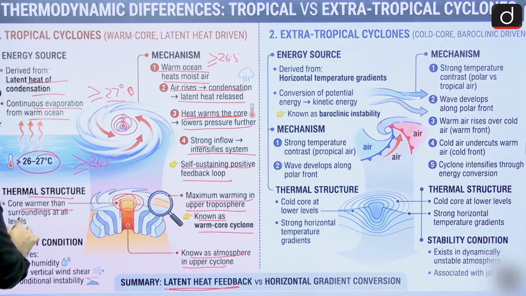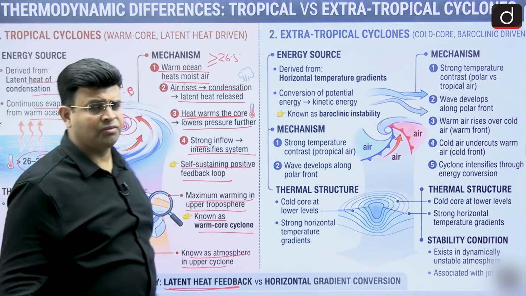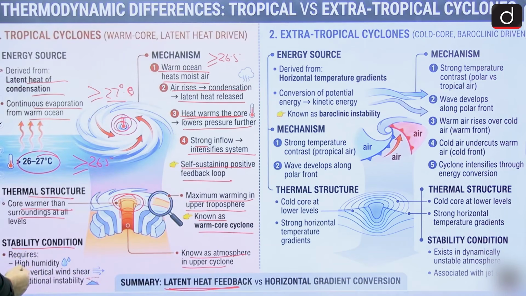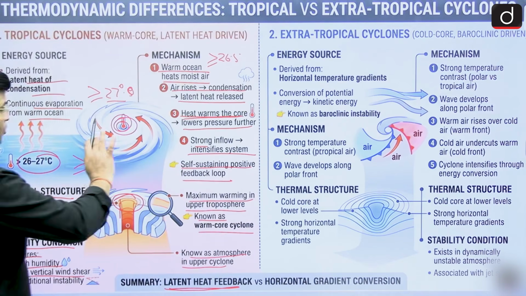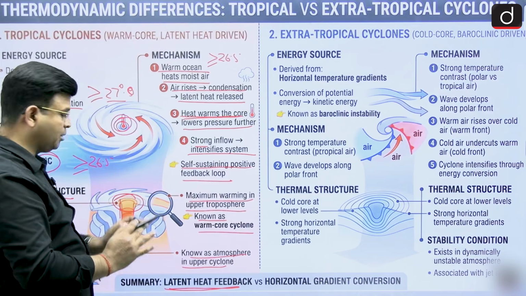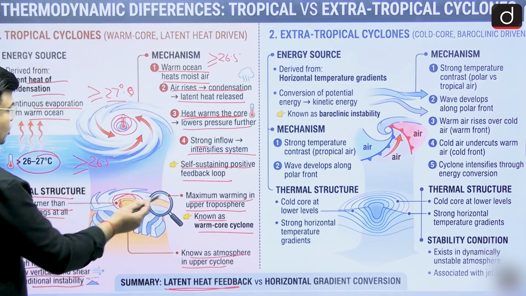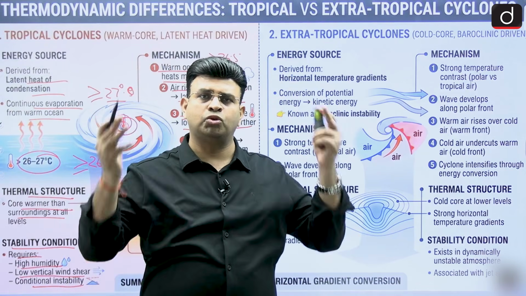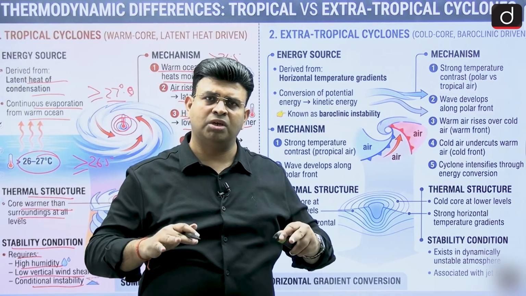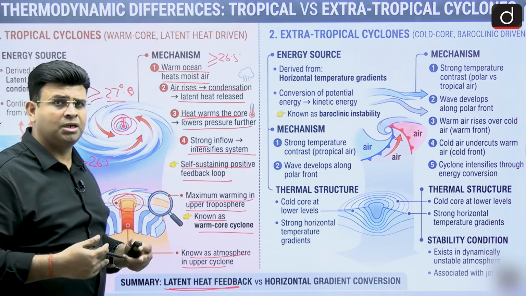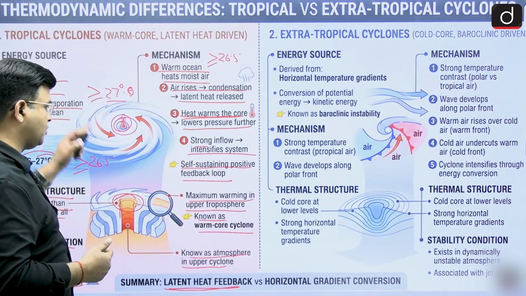Thermal structure: core warming relative to the surroundings. In the core section, the eye region is 8 to 10 degrees Celsius warmer than the surroundings. Stability requires high humidity, meaning the sea surface keeps giving more water vapor, and low vertical wind shear, so that the vertical structure of the cyclone can remain there. Conditional instability means an unstable air mass: warmer air moves up, which is unstable, while cold air remains near the ground, which is stable. So for the formation of a tropical cyclone, there is a continuous need for uplifting of warm air upward.